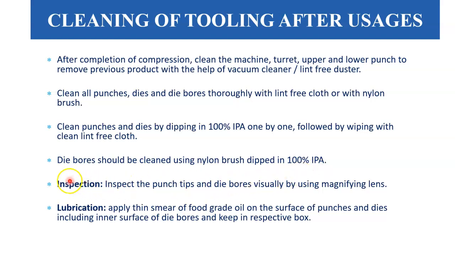Then after cleaning, there is an inspection step. Inspect the punch tip and die bore visually by using magnifying lens. Then lubrication of punches and dies. Apply a thin smear of food grade oil on the surface of punches and dies, including the inner surface of die bore, and keep in the respective box.